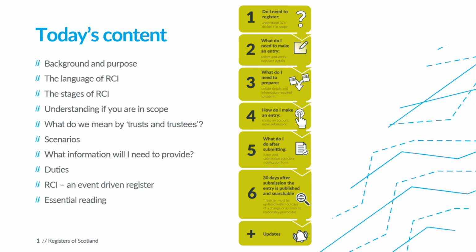However, we do also want to briefly introduce you to the background and purpose of RCI, including Registers of Scotland's role. We also want to introduce you to the language of RCI and subsequently whether or not you are in scope of it. We'll also go into some detail on what we mean by trusts and trustees and where the regulations will apply. After that, we'll take a high-level look at what information you'll need to provide, the duties associated with RCI, how RCI is an event-driven register, and then finally we'll look at our essential reading.